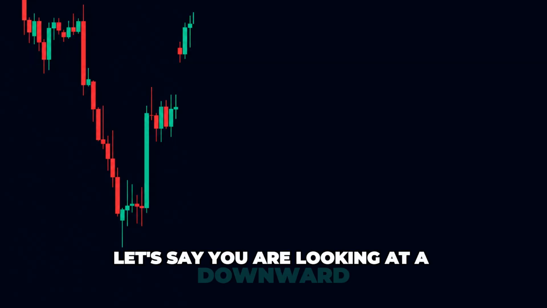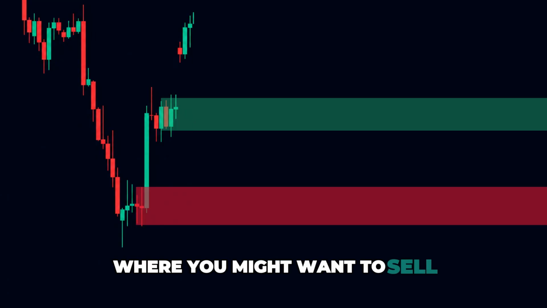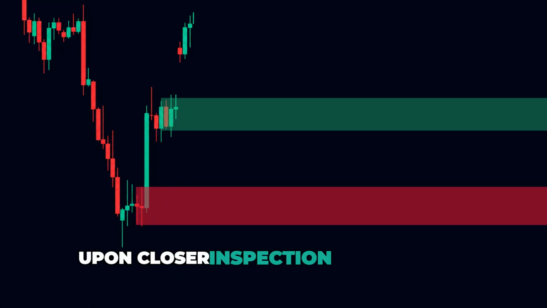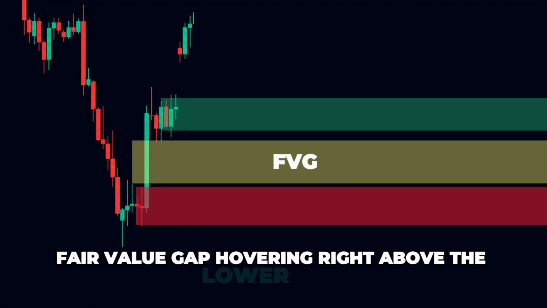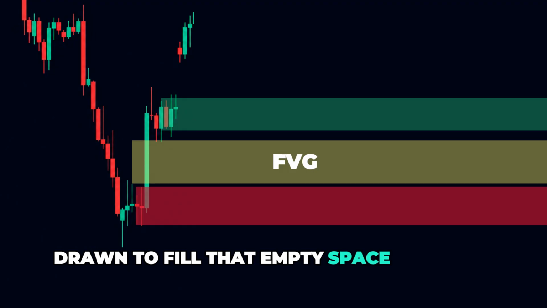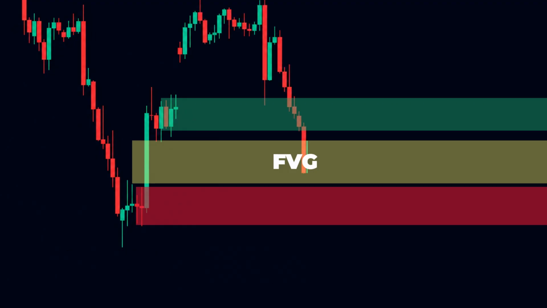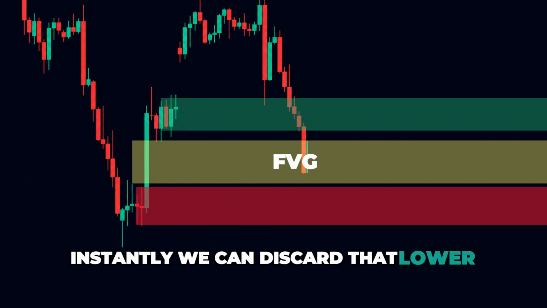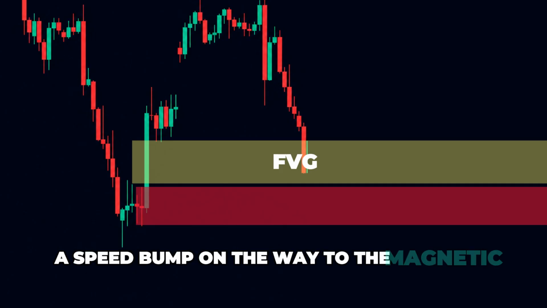Let's say you are looking at a downward trend and you spot two possible areas of supply where you might want to sell. Upon closer inspection, you notice a massive, unfilled fair value gap hovering right above the lower zone. Because the price is magnetically drawn to fill that empty space, it has no choice but to smash right through the lower zone to reach it. Instantly, we can discard that lower zone. It's not a stronghold, it's merely a speed bump on the way to the magnetic void.